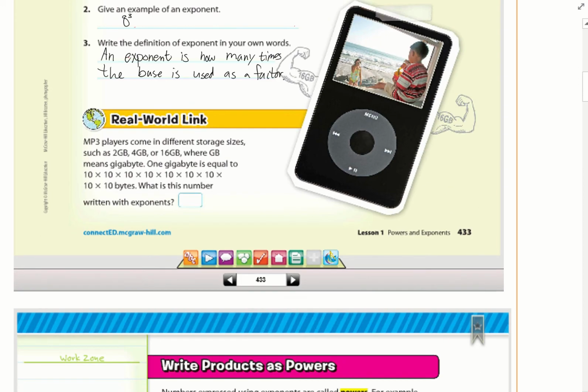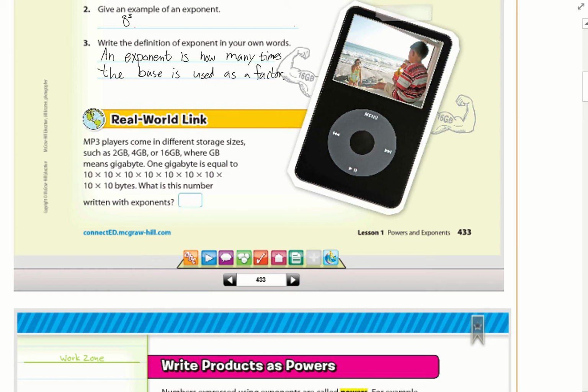The real-world link. MP3 players come in different storage sizes, such as 2 gigabytes, 4 gigabytes, or 16 gigabytes. Where GB means gigabytes. 1 gigabyte is equal to 10 times 10 times 10 times 10 times 10 times 10, however many times. What is this number with exponents?